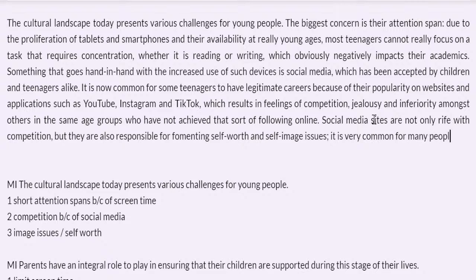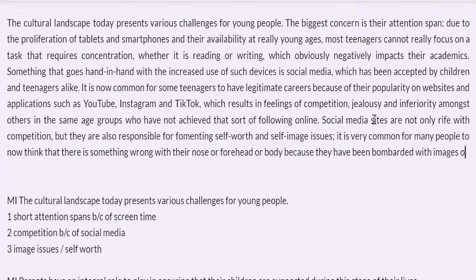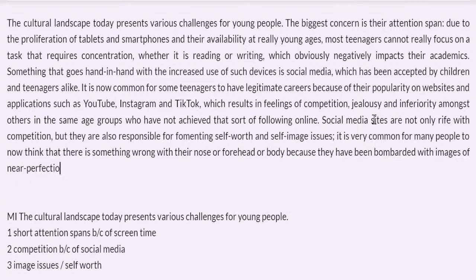So for many people to now think that there is something wrong with their nose or forehead or body, because they've been bombarded essentially with images of near perfection. And of course, you could say that there's many people who go and get plastic surgery and never talk about it, but that's another thing. But it's an image of near perfection. It's not actual perfection, right? Of near perfection through these applications, right?